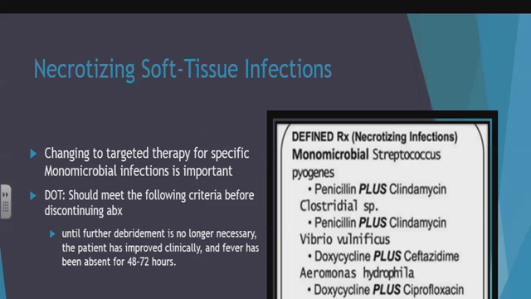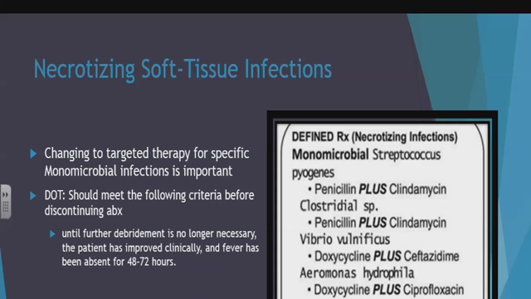We have a couple different defined monomicrobial infections. If you were to get a culture of this infection and figure out that it is a monomicrobial infection, meaning it's one specific organism, you would want to use targeted therapy to target those organisms. And I would change to this as soon as I know the cause of the infection. For Strep pyogenes, I would recommend penicillin plus clindamycin. The same goes with gas gangrene with Clostridial species. I would use penicillin plus clindamycin.